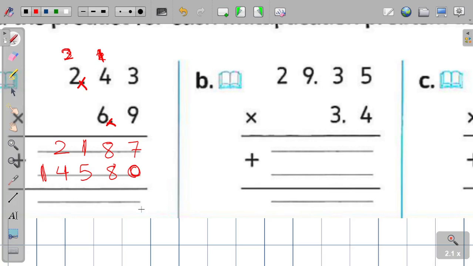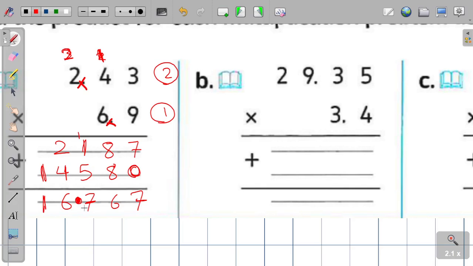So I have 7 plus 0 equals 7. 8 plus 8 equals 16. So I have 6 and carry up 1. 1 plus 1 plus 5 equals 7. 2 plus 4 equals 6. And 1 stays 1. Here I have 2 decimal places, and here I have 1 decimal place, so I will write the decimal point after 3 places. So I have 1, 2, 3, and the decimal point will be right here.